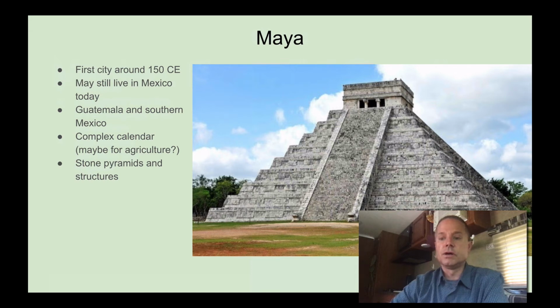Here's a picture of one. It's beautiful. It's great geometric shapes. The architecture is very sophisticated. Not just anybody can go out and build something like this.